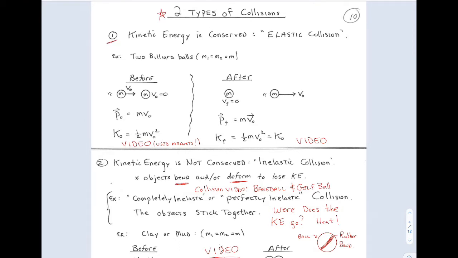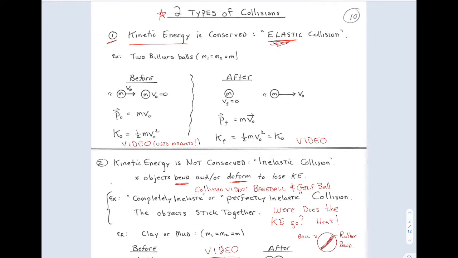The first type is called an elastic collision, and the way the collisions are categorized is whether or not kinetic energy is conserved. So if two things collide and you find the kinetic energy is conserved, then that collision is said to be an elastic collision. All right, and I'll show you a video of that.